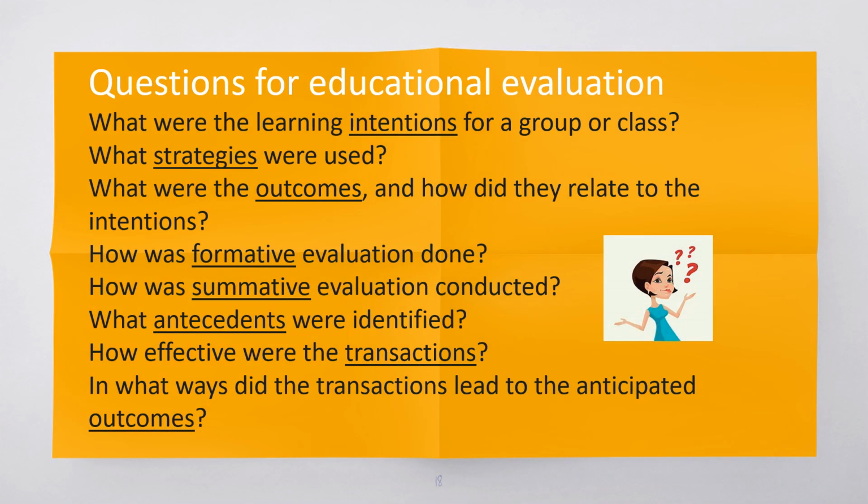Now, putting together what we have described so far, we can look at these points as if they were questions. The questions we might ask to evaluate an educational course or class or program are things such as, what were the learning intentions for the group or class? What strategies were used? What were the outcomes and how did they relate to the intentions? How was formative evaluation done? How was summative evaluation conducted? What antecedents were identified? How effective were the transactions? And in what ways did the transactions lead to the anticipated outcomes?